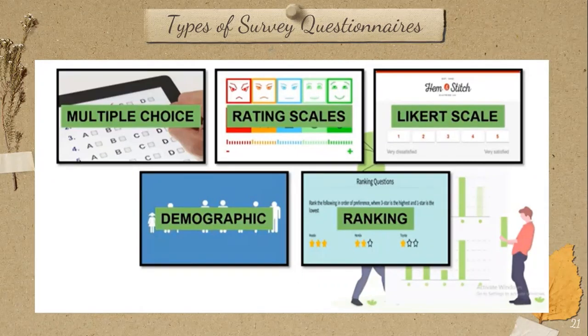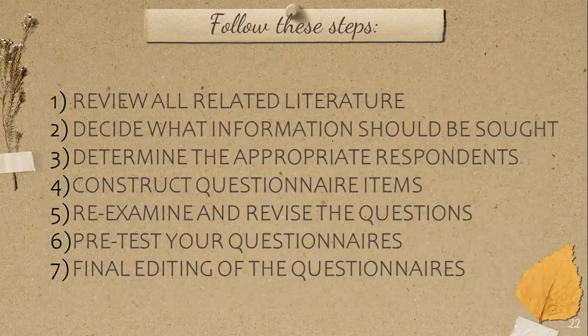Okay, now you're ready to construct your questionnaire. And in order to do that, you must follow these steps. Number one, we have to review all related literature to see if an already prepared questionnaire is available similar to your topic. It will save time and effort required to construct an entirely new questionnaire. Changes can be made as the study demands. Just properly cite the source where you got the prepared questionnaire.